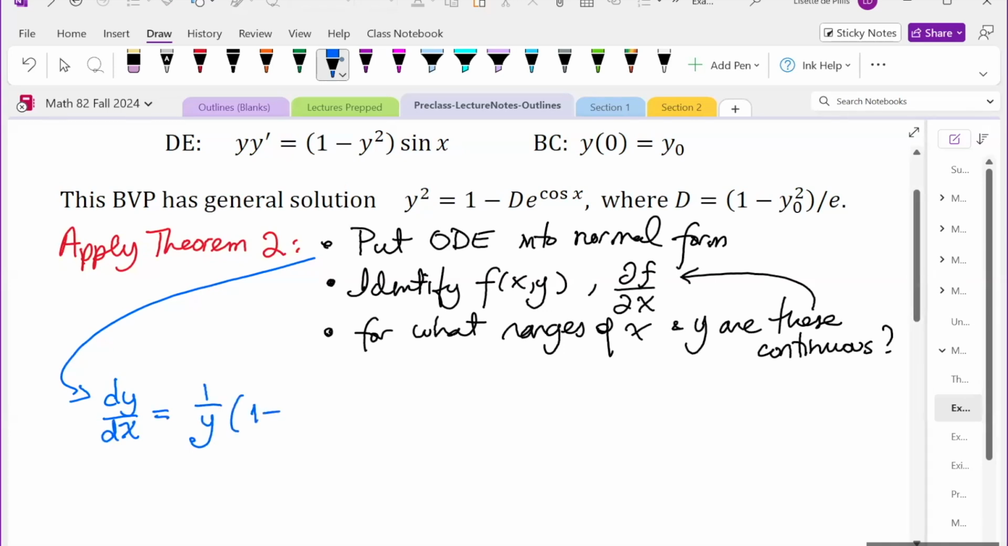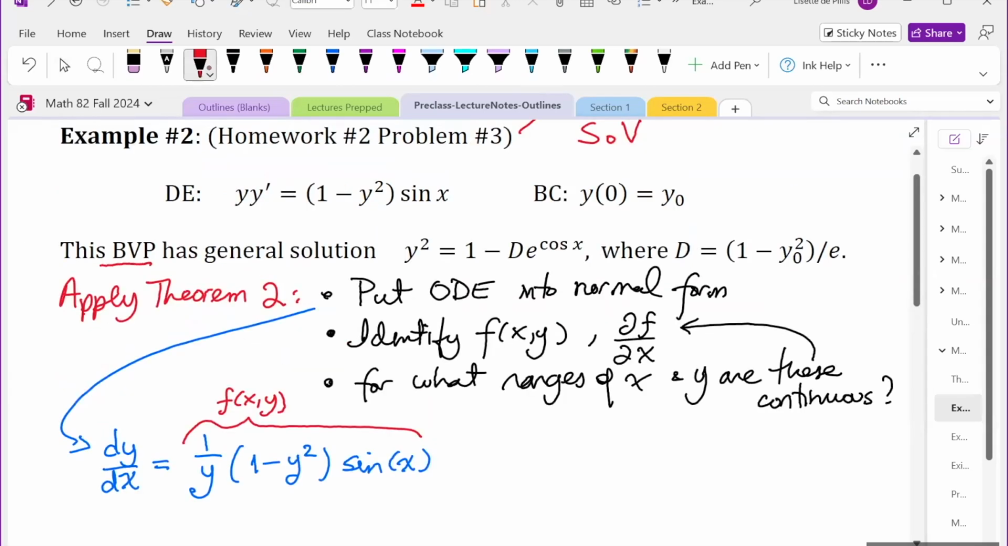All right, putting this into normal form means we are writing this like dy/dx is 1 over y, times 1 minus y squared, times sine x, which then identifies for us precisely what our function f is. This is our f of x, y. And by the way, this is a boundary value problem. Why? Only because our independent variable is x, so we assume we're working in space. But the process is exactly the same. We'd call it an initial value problem if the independent variable were t, and it implies that we are working in time.